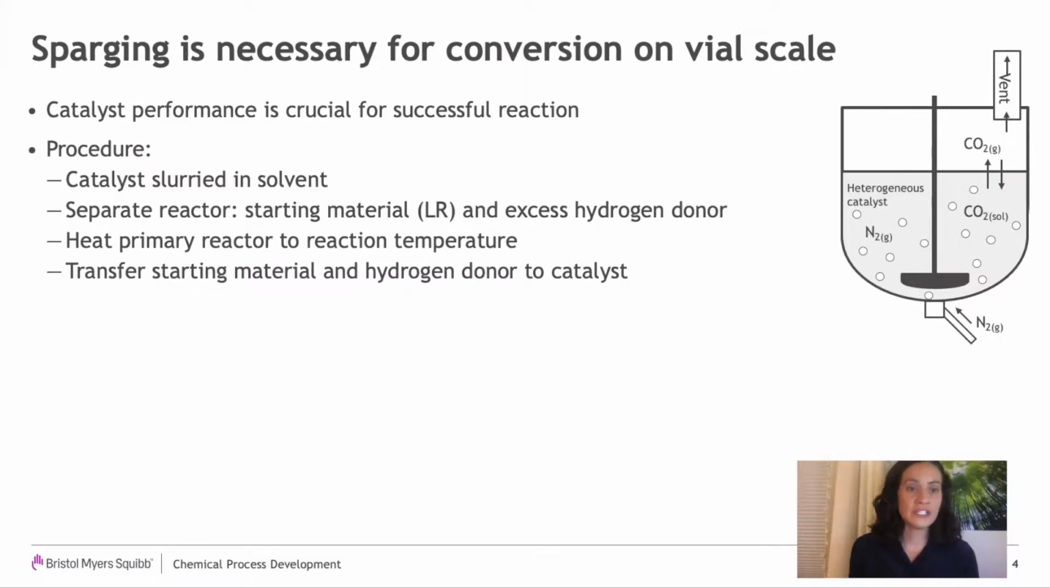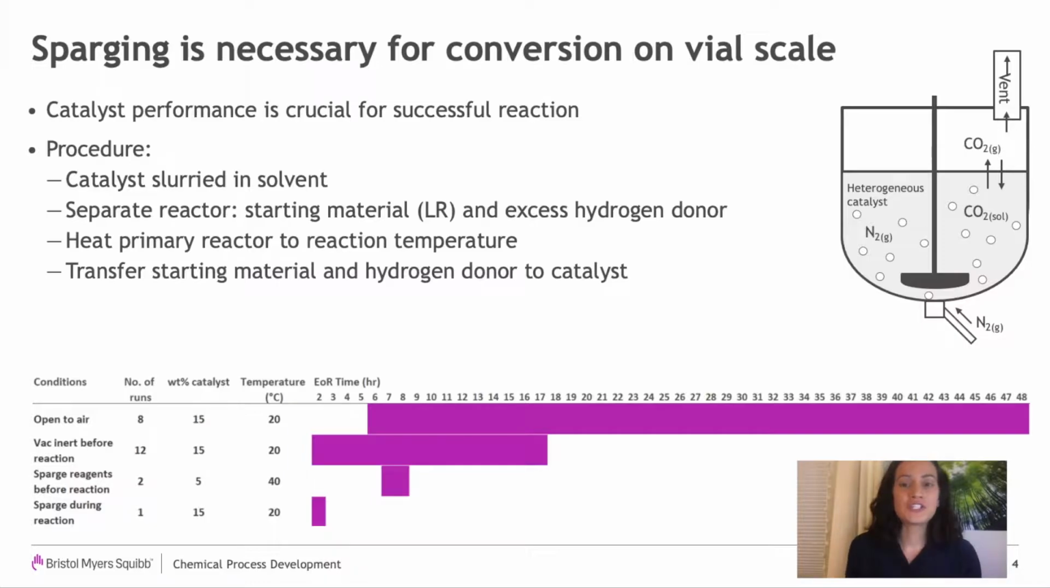So the procedure here is that the catalyst is heterogeneous. It's slurried in a solvent. In a separate reactor, we have the limiting reagent and excess hydrogen donor. And then that gets dissolved up, no reactions occurring because we don't have the catalyst surface to react on. You heat the primary reactor to the reaction temperature and then feed in very quickly the starting material and the excess hydrogen donor. So our initial experiments were on a 50 milligram vial scale.